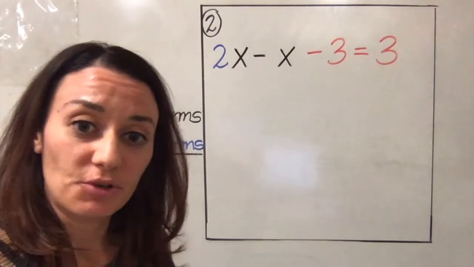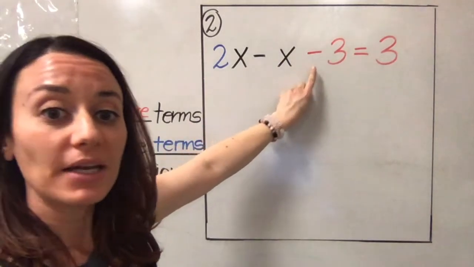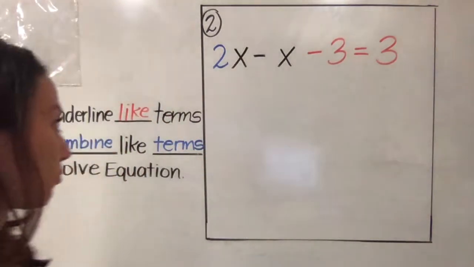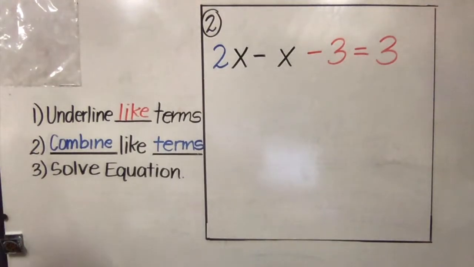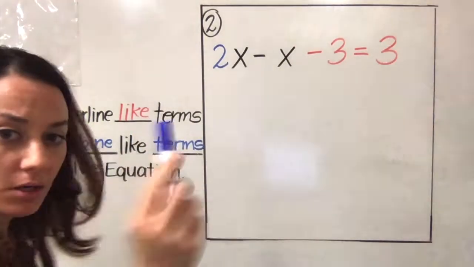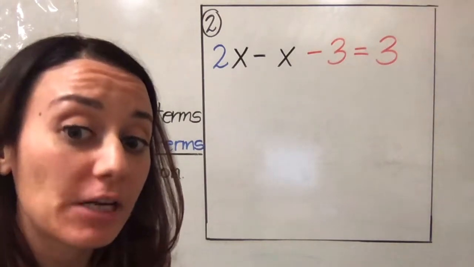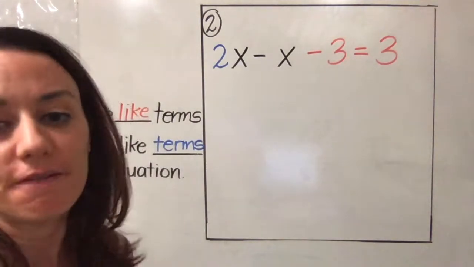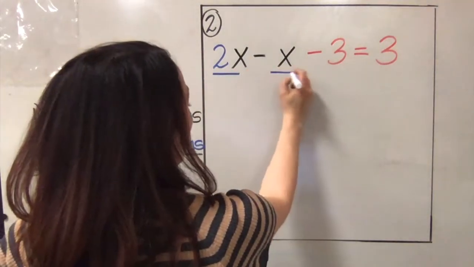Now let's write down number 2. It says 2x minus x minus 3 equals 3. Okay, so if we follow these steps, the first thing we want to do is underline like terms. And those terms I want you to underline are the ones with the x. They're the variable terms. They're the what? The variable terms. So we have 2x and a negative x.